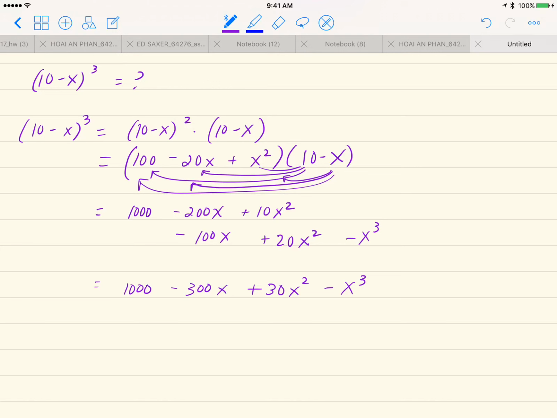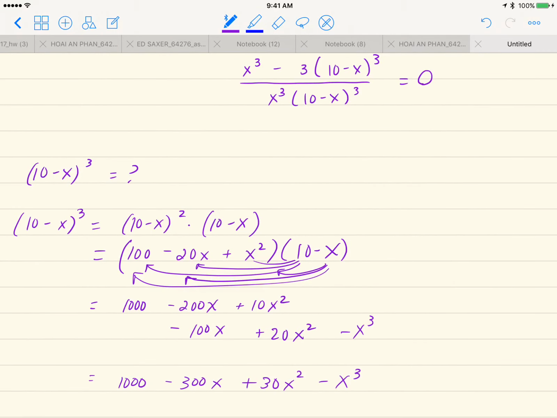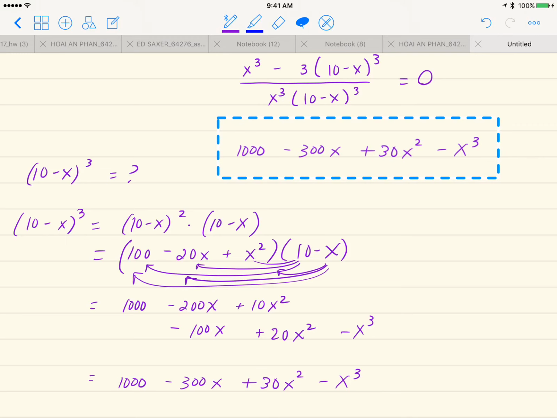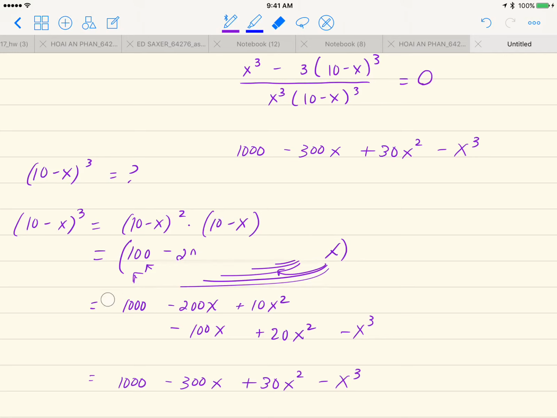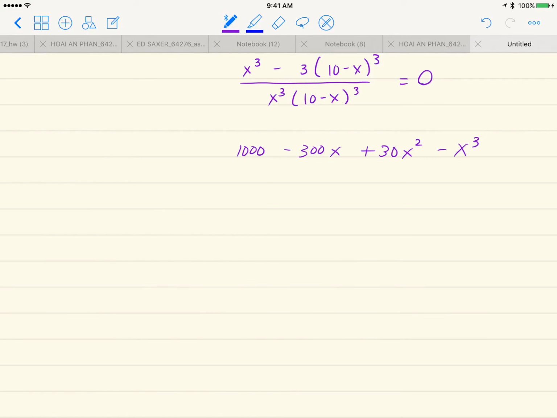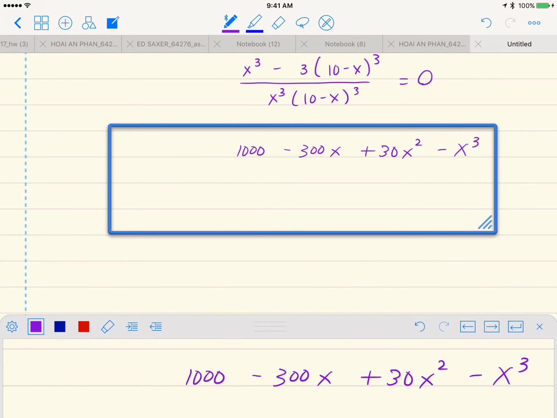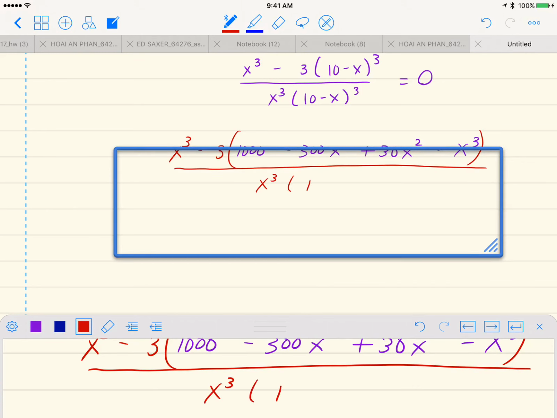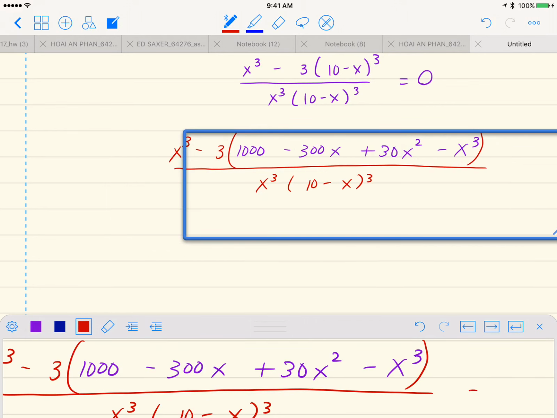Okay, so let's see here. So we'll have, let me copy, paste. So we'll have this, which remember, so now I'm going to erase the rest of this so I can have this room. So we have this times 3 subtracted from x cubed, right? And all of this divided by x cubed times 10 minus x quantity cubed, and all of this is equal to 0.